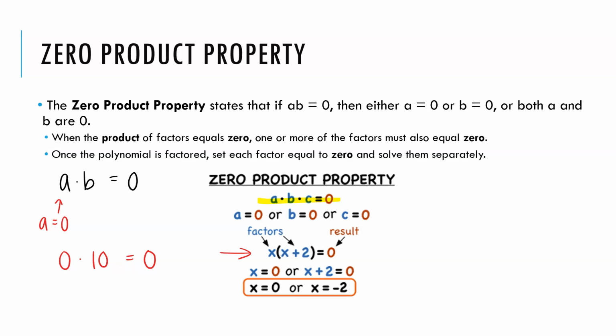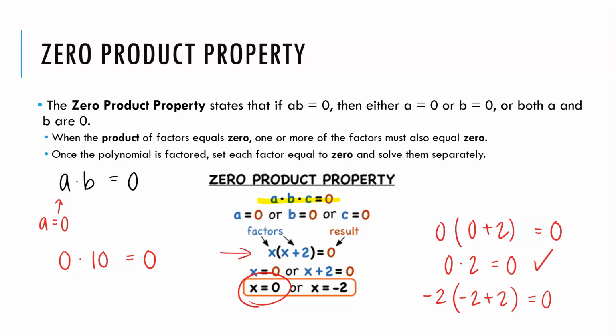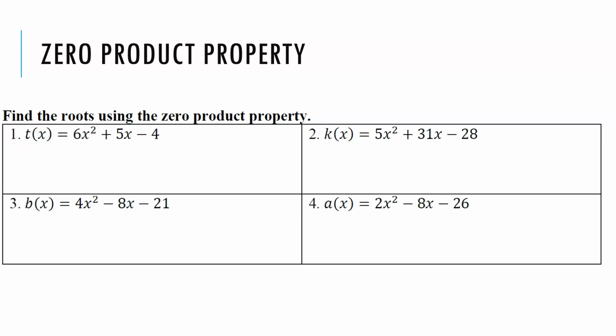We should be able to also check our work for this. If I plug in 0 for x, I end up getting 0 times 0 plus 2 being equal to 0. I know that 0 times 2 is equal to 0, so we know that x equals 0 is one possible solution. The other solution we found was x equals negative 2. Negative 2 times negative 2 plus 2, check to see if it's equal to 0. I know that negative 2 times 0 is equal to 0, so yes, this is also the second solution for this example. The following 4 examples ask you to find the roots using the zero product property.